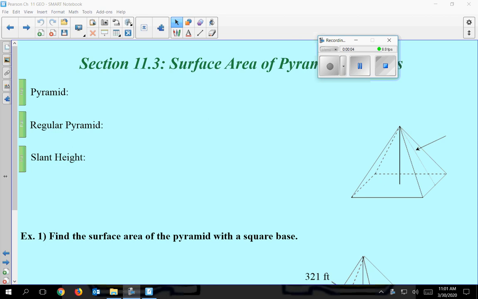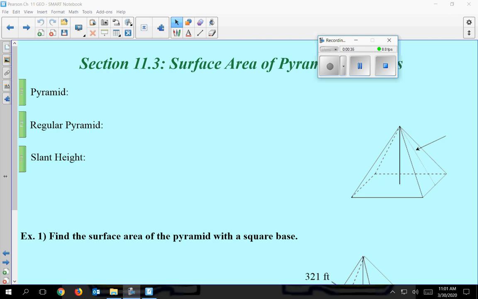Okay, everybody, this is section 11.3. It's surface area of pyramids and cones. This one has some unique pieces that we need to find for our formula. A pyramid and a cone basically are doing the same thing, kind of like a prism and the cylinder that we had in section 2, using basically the same formula for two different figures.